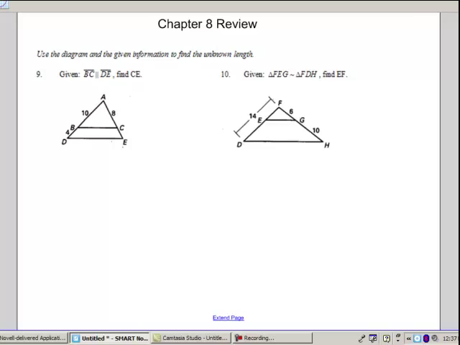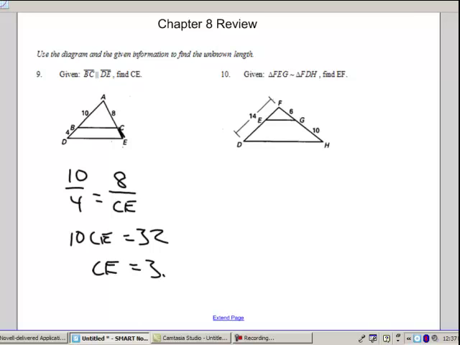Number 9, because these two lines are parallel, that means the two triangles are similar. I want to find CE. So 10 over 4 is equal to 8 over CE. 10 CE is equal to 32. CE is equal to 32 tenths, which I'm just going to call 3.2. If you wanted to call that 16/5, that would make me quite happy.